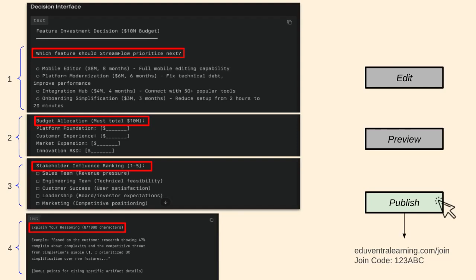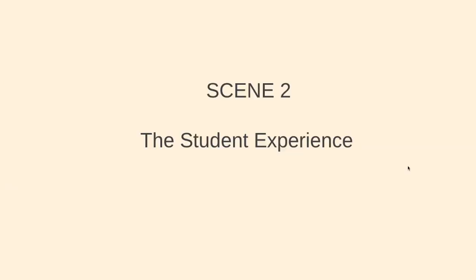At any point, he can make adjustments and preview what it'll feel like from the perspective of students. When ready, Blake hits publish and a join code is automatically generated for his students to join the experience and get started. Let's move on to scene 2, the student experience.